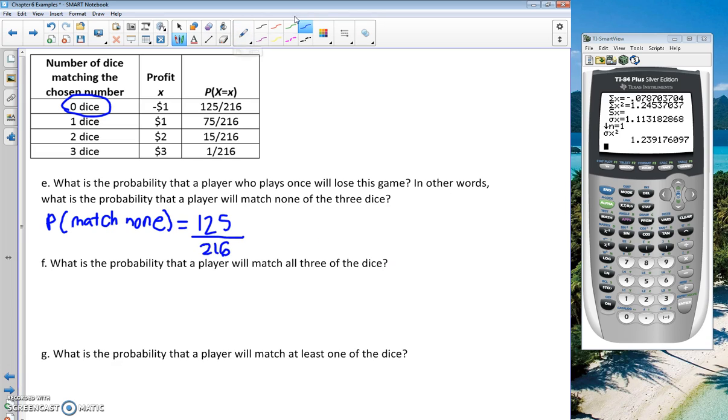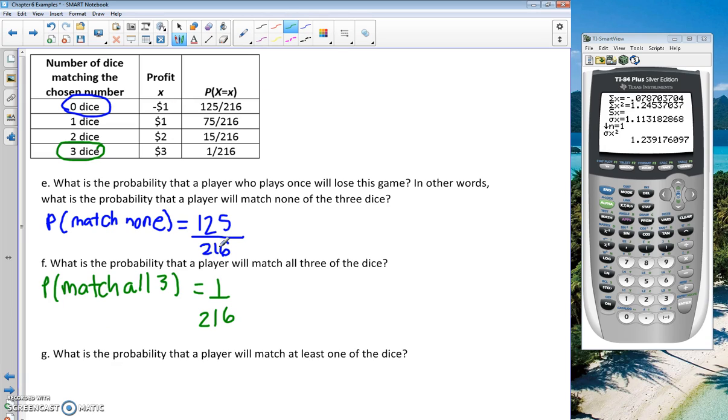And then the next question, we want to match all three. That's the probability that we match all three. That is 1 out of 216.